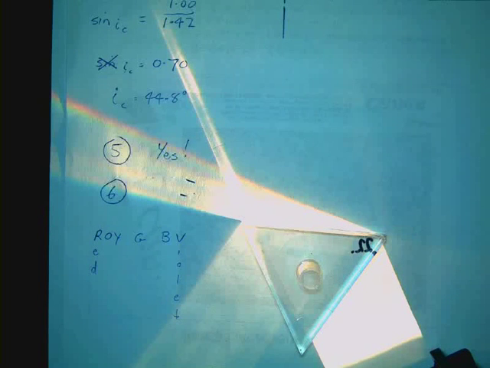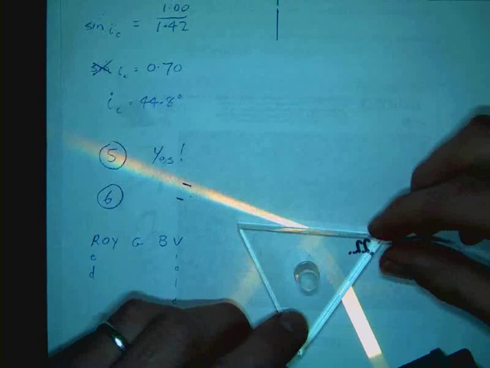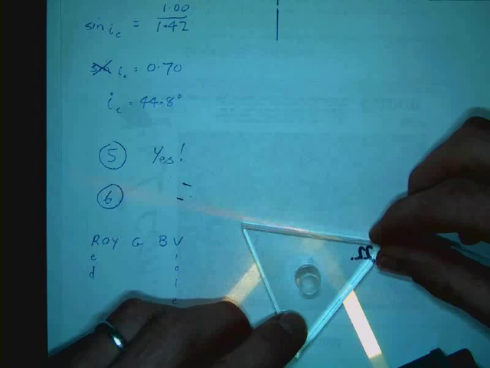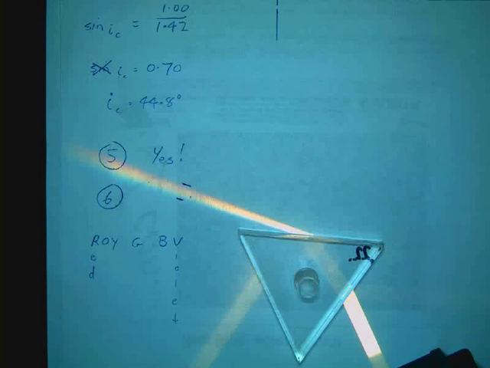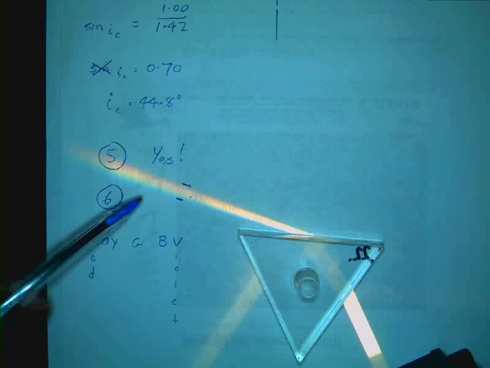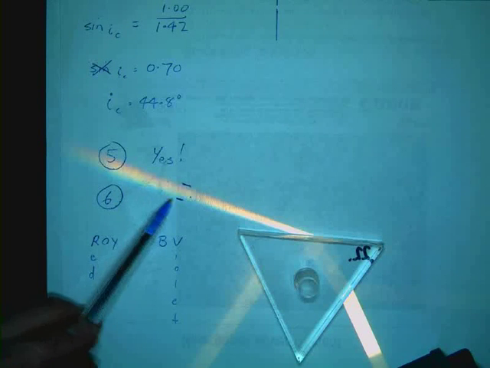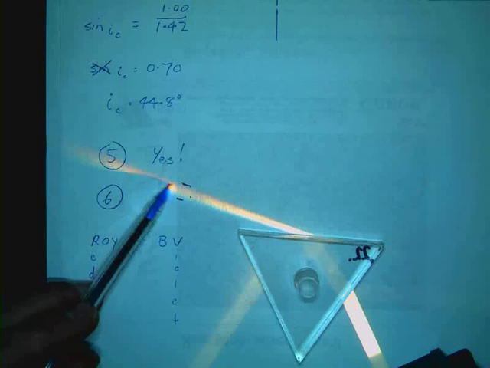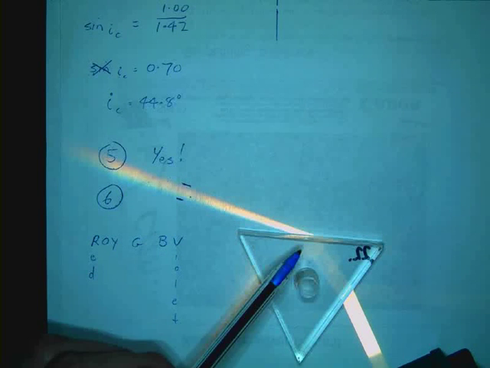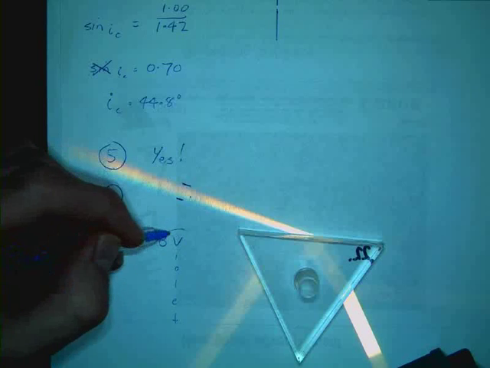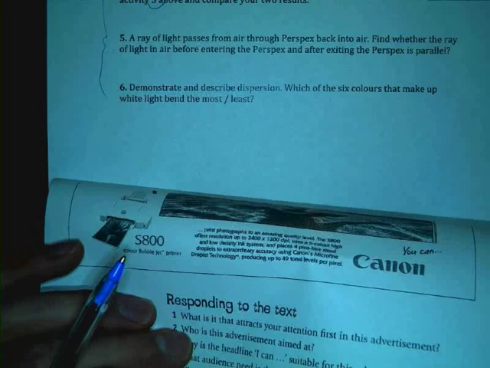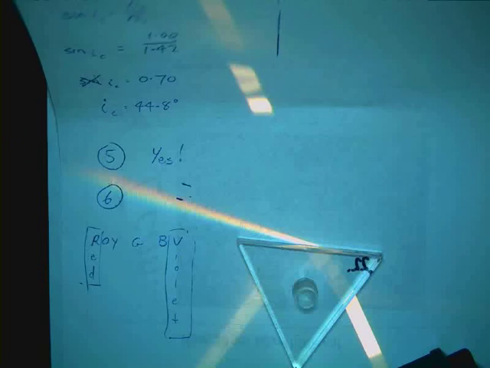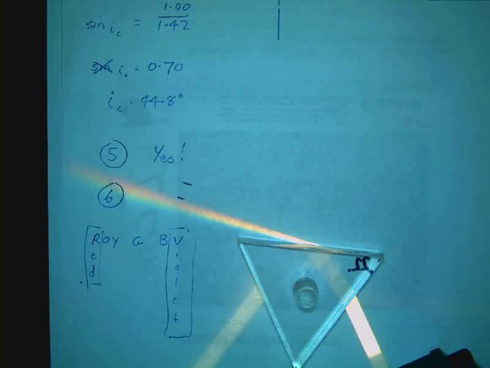So I do have a tiny bit of time left. Let's see if this makes any difference. No, maybe not. Either way, it's clear to see that this is much more down the blue end of the spectrum and this is much more up the red end of the spectrum. So, violet's bending the most, red is bending the least. And I think that answers the question. Cool, we are done.